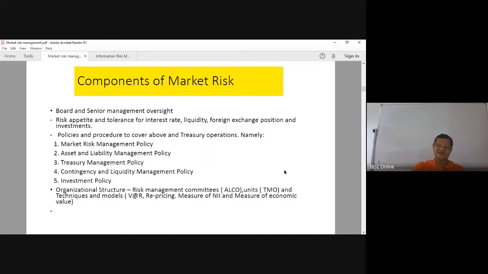You will have a chief manager, market risk management, who will report to chief risk officer. Chief risk officer will report to executive committee, and then executive committee will report to board integrated risk management. Those lines of responsibilities for each person in that line are stated in this organization structure. So we have policies, we have certain procedures, and we have structure.